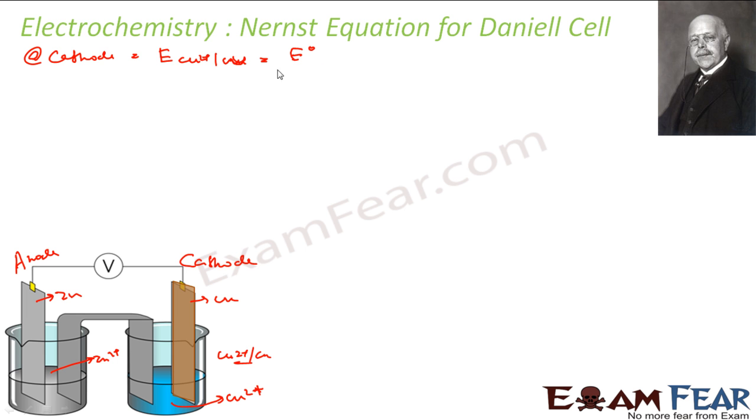The reduction potential of Cu2+ to copper at any concentration is nothing but E naught cathode, which we have found till now to be 0.34 volt, minus RT by nF. How many electrons are getting transferred here? 2, right? So 2F ln K. What is the value of K? Let's see this reaction: Cu2+ plus 2 electrons becoming Cu solid. Then K is the concentration of copper solid, which is always 1, divided by the concentration of Cu2+.